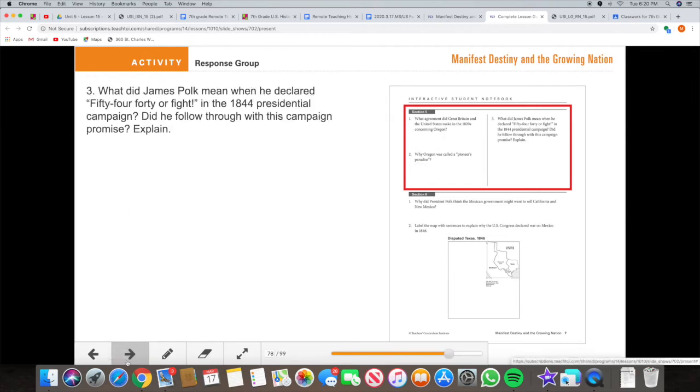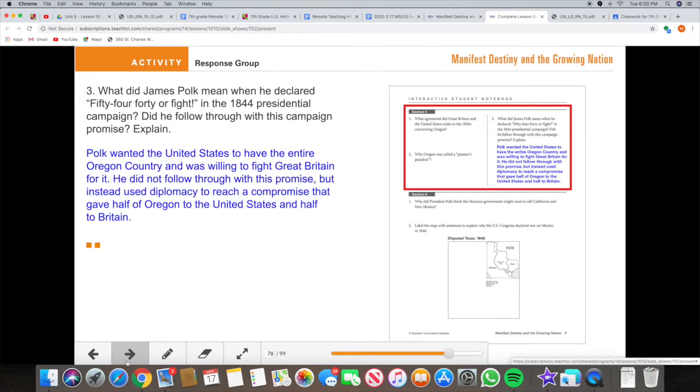Okay, then what did James Polk mean when he declared 54-40 or fight? Polk wanted the United States to have the entire Oregon country and was willing to fight for it, but instead used diplomacy to reach a compromise that gave half of Oregon to the United States and half to Britain.